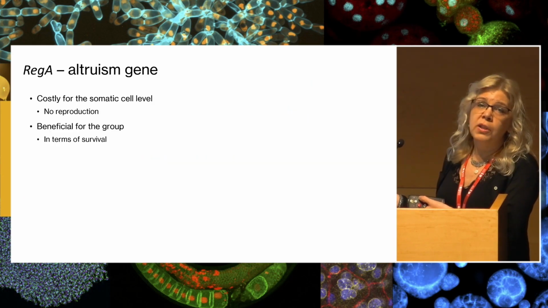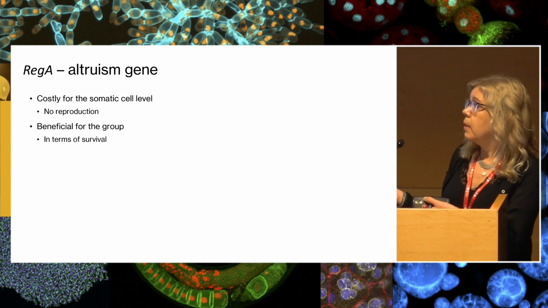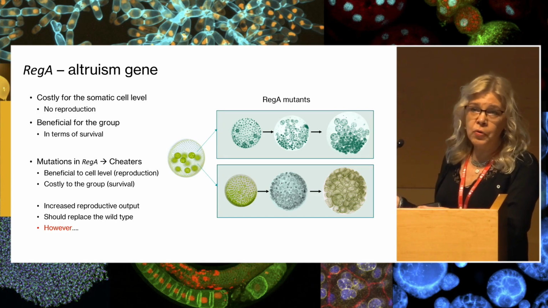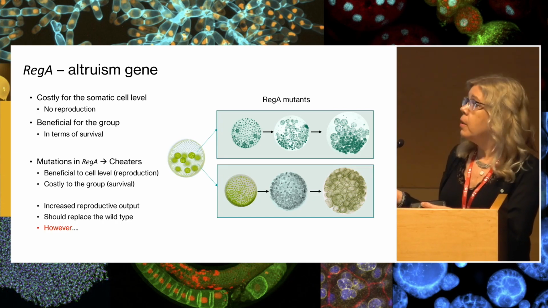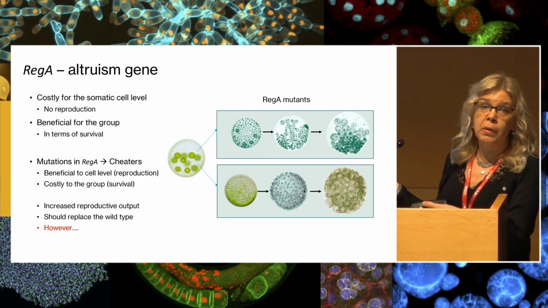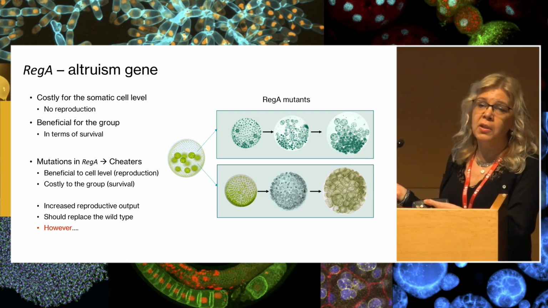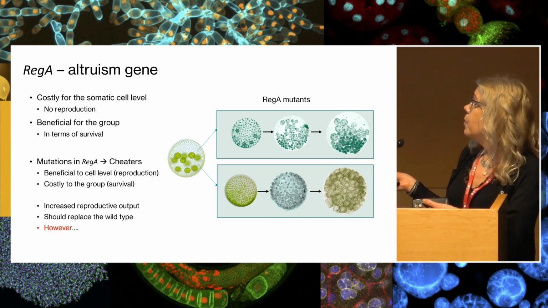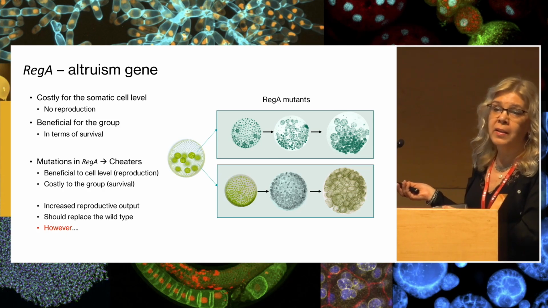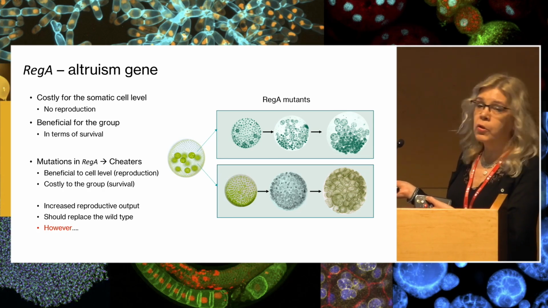So we can call REGA an altruism gene because it's costly for the somatic cells, but beneficial for the group. As expected for altruism genes, mutations in this gene result in cheaters. So somatic cells start growing and proliferating. These are two different REC mutants. The only difference here is that these tumor-like structures are in fact little babies. So the somatic cells regain not only immortality, but also totipotency.